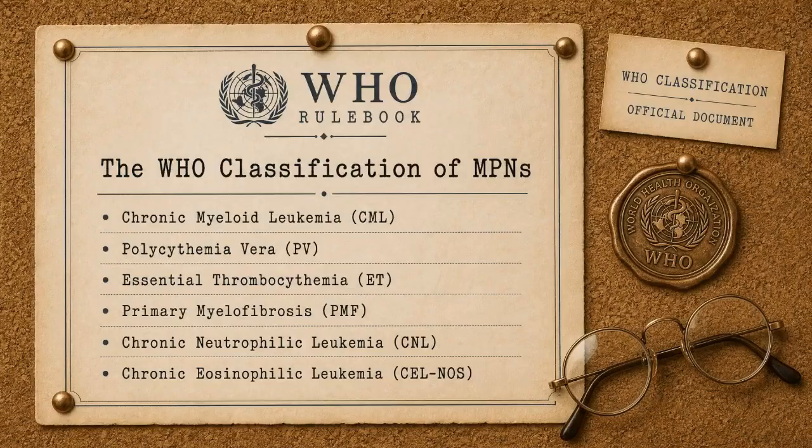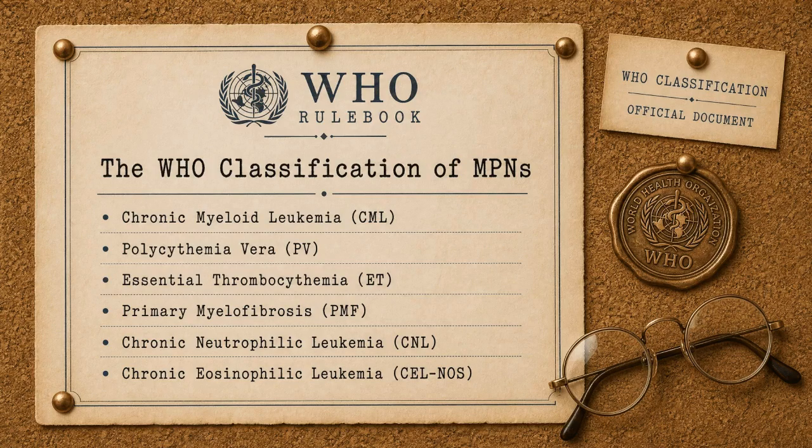Now that we have a general idea of what MPNs are, essentially, our bone marrow's production line going a bit haywire, let's talk about how the experts, the World Health Organization, categorize these conditions. The WHO classification system for tumors of hematopoietic and lymphoid tissues is our go-to guide. For our purposes, the WHO has neatly divided these myeloproliferative neoplasms into four major categories.